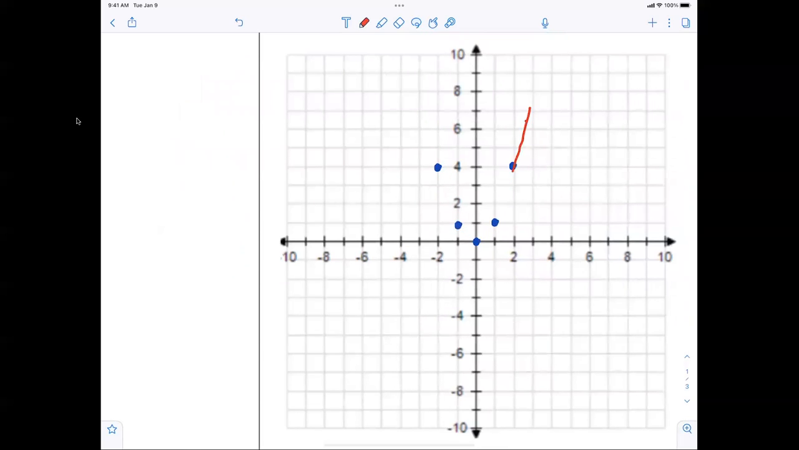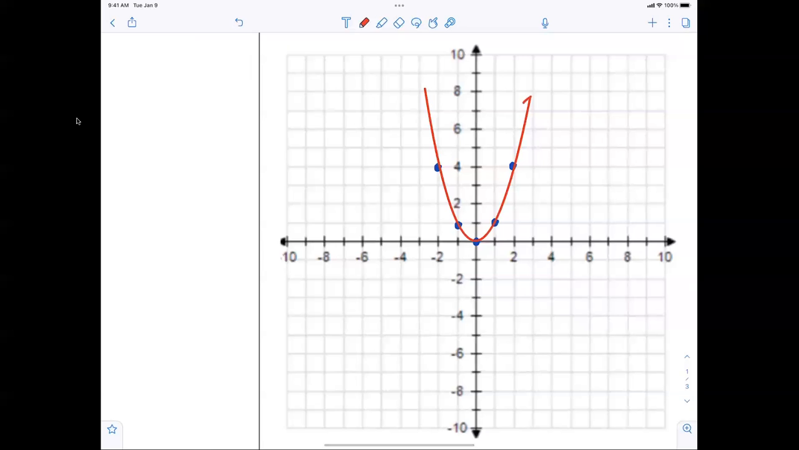And then it has some special characteristics. So we're going to talk about those characteristics now. Of course, my iPad is a mess. It's not doing what I want it to do. It's supposed to draw the parabola. One more time. There we go. All right. So there is my parabola.